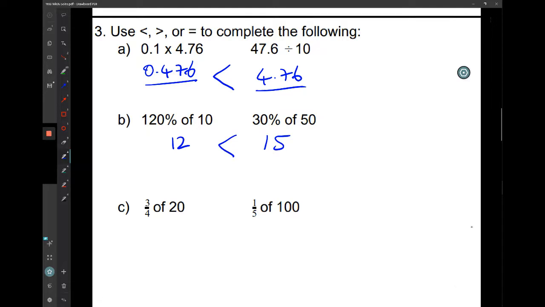3/4 of 20, well, that's the same as 3 over 4 times 20 over 1. You can cancel it down, or you can just work out 1/4 of 20 and multiply it by 3 to get 3/4. 1/4 of 20 is 5, times 3 is 15. And 1/5 of 100 is 20. So again, in this case, they all point in the same direction.